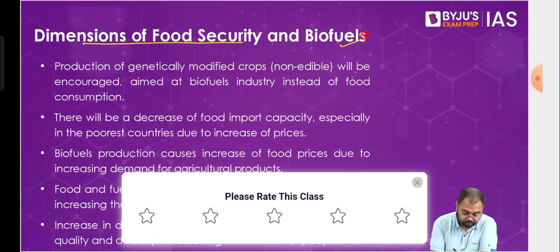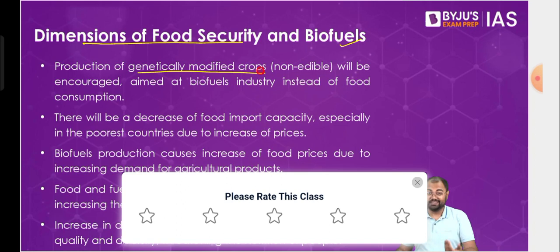First and foremost, the production of genetically modified crops would be encouraged, with genetic modification aimed more towards the biofuel industry than the food industry. That is, we are doing genetic modifications so that the crops are more useful as fuel than as food. That's one problem. The second problem could be a decrease of food import capacity, especially in the poorest of countries.